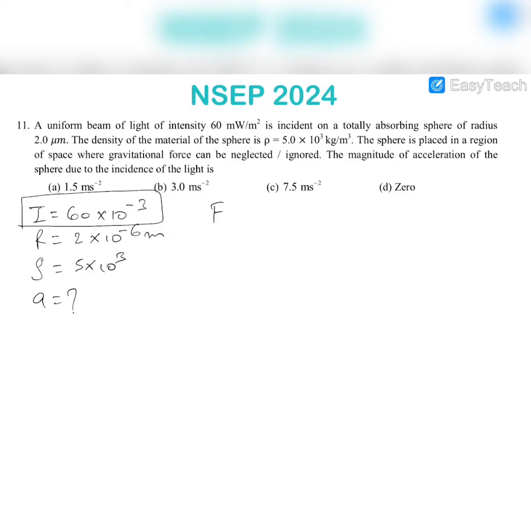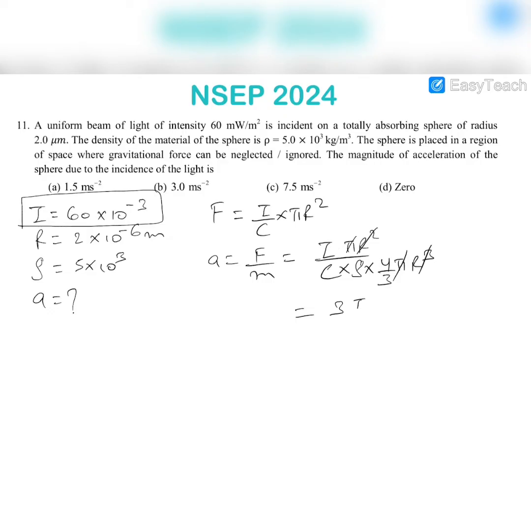So we know that the radiation force on a sphere is I by C into pi r square. This we have already derived in the modern physics playlist. You can find the video. And the acceleration is F by m. So this is I pi r square by C, and mass is density into volume. Density is rho, and volume is 4 by 3 pi r cube. So cancelling this pi with pi, r square with r square, this is 3I by 4C rho and R.